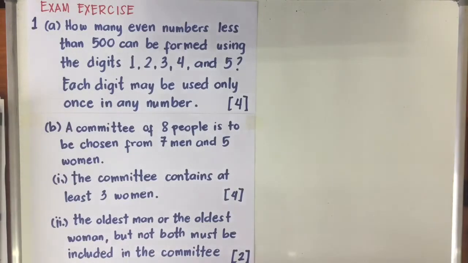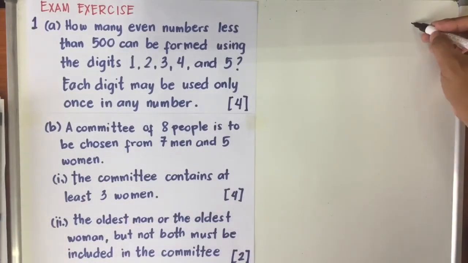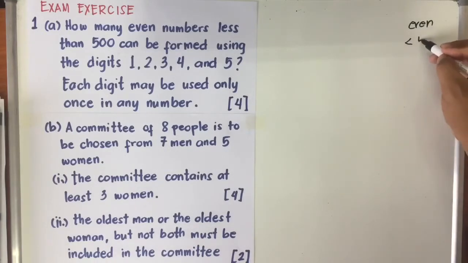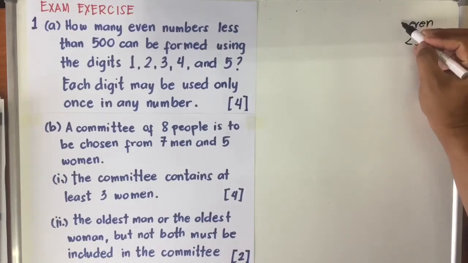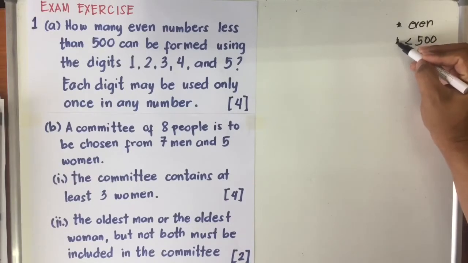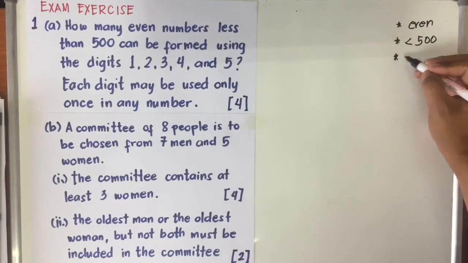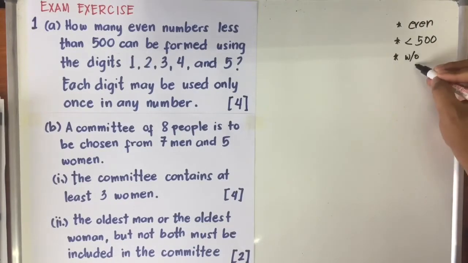So if you are going to study the question properly, there are three restrictions that are given. Number one restriction is it must be an even number. Okay, that's the first restriction. The second restriction is it should be less than 500. So first, it should be even. Second, it should be less than 500. And the third one is it should be without repetition. Okay?